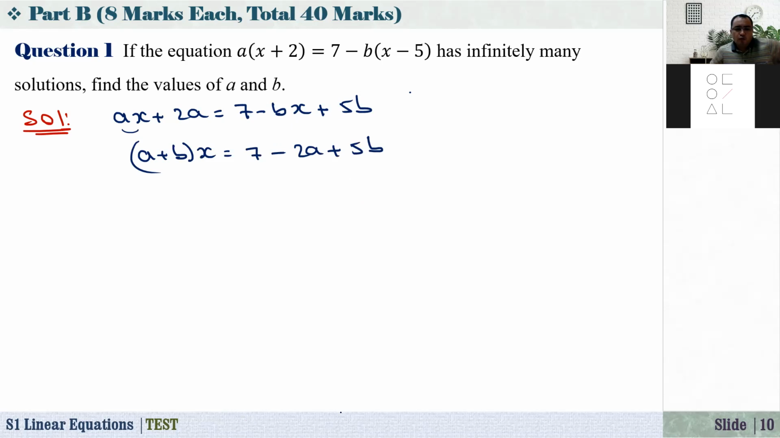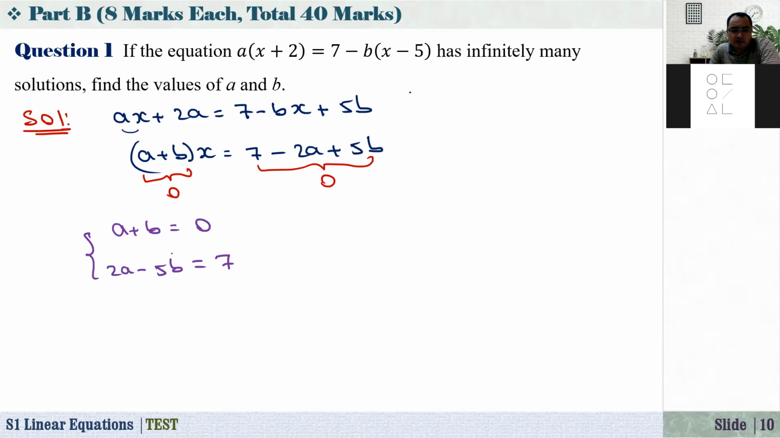Now when it has infinitely many solutions, this coefficient equals 0 and also this part is equal to 0. So we need to solve the system: a plus b is equal to 0, and this one is actually 7 minus 2a plus 5b equal to 0, because it's equal to 0. Take minus 2a and 5b to the right-hand side. We will have 2a minus 5b is equal to 7.